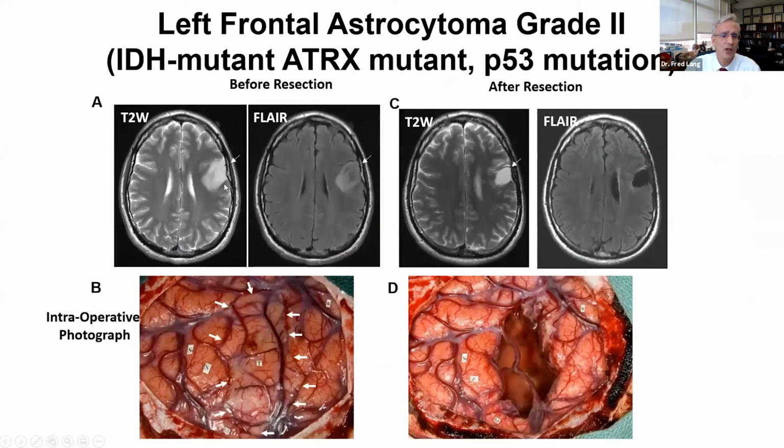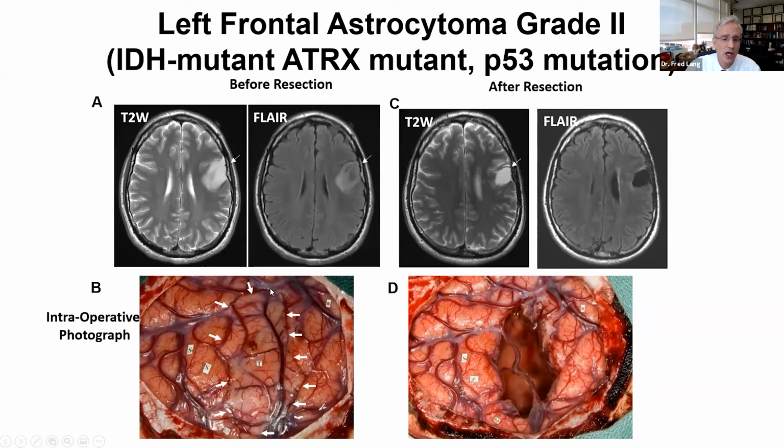Here's another example of a left Broca's area region tumor, a frontal opercular tumor. You can see on these preoperative T2s and FLAIRs that the sulcus is actually near the depth of the tumor, both anteriorly and posteriorly. We take the patient to the operating room.